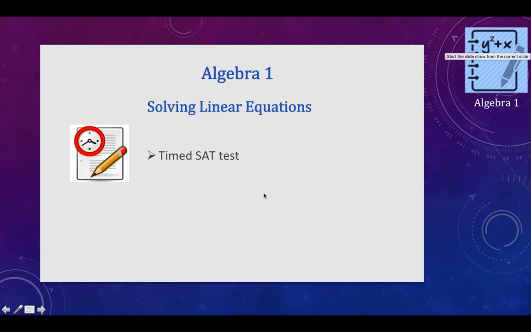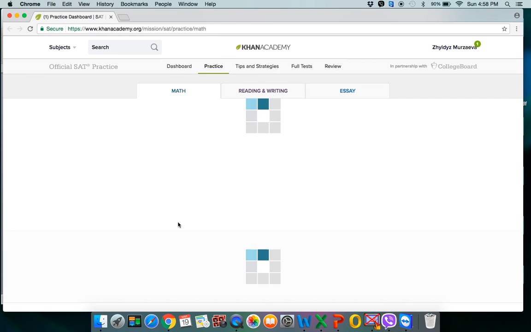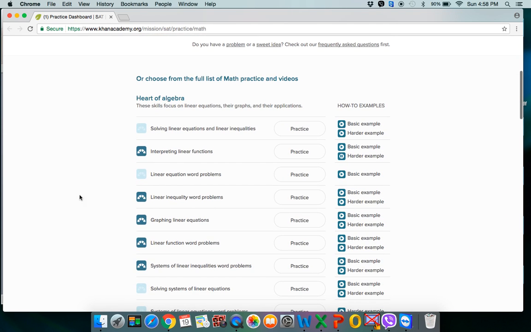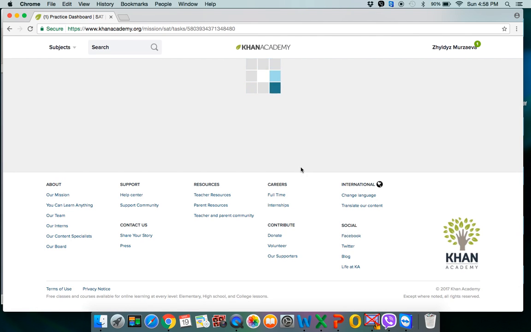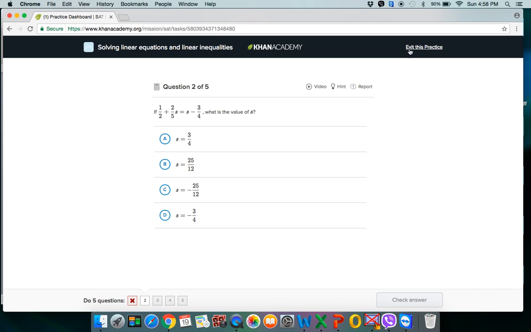To do their timed SAT test, they need to go to the Khan Academy website. When they click timed SAT test, they will be guided to that website. If they scroll down, they will see all different levels of solving linear equations, given in word problems, given as a graph where they have to interpret the meaning of the lines. They will have basic and harder example demonstrations and practice of 5 questions in each.